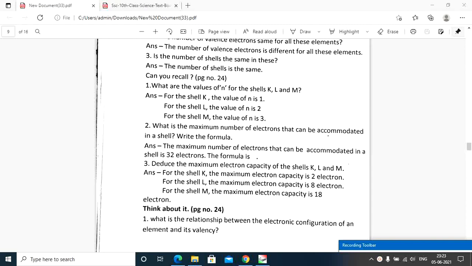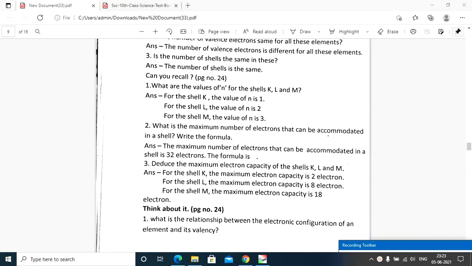Hello guys, welcome back. Before starting further, let's do a quick revision of what we saw in the previous lessons. In the previous session, we saw three important properties: valency, atomic size, and metallic and non-metallic character, or you can say metallic and non-metallic properties.